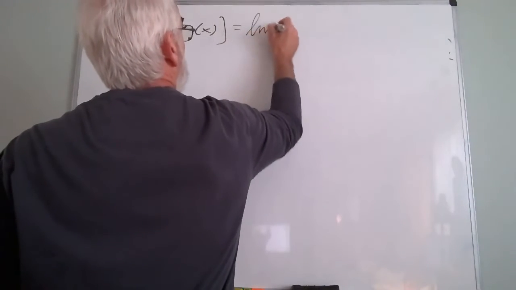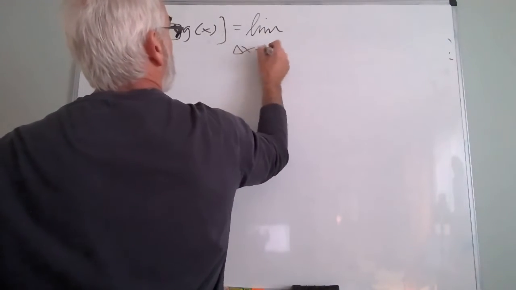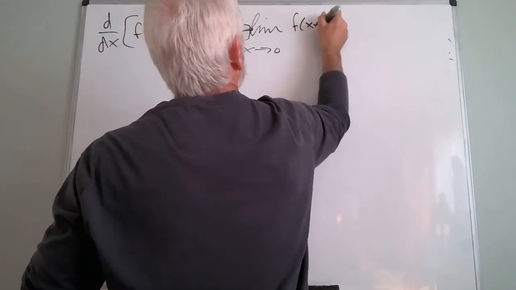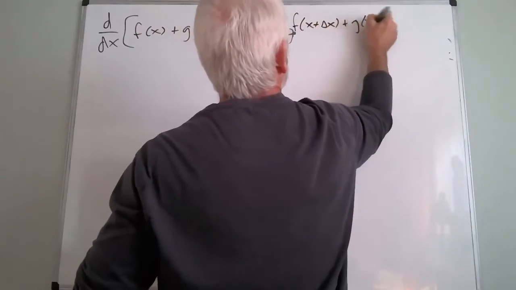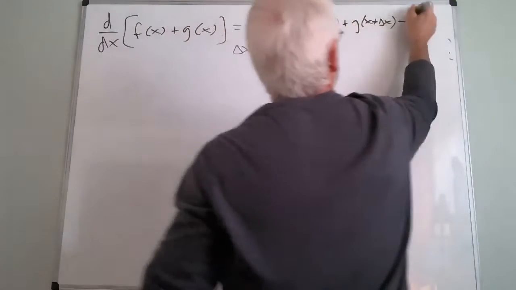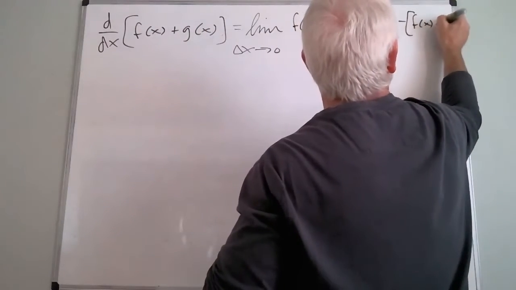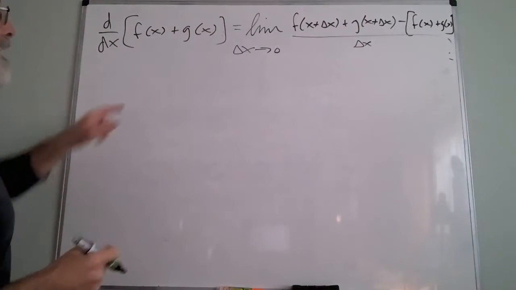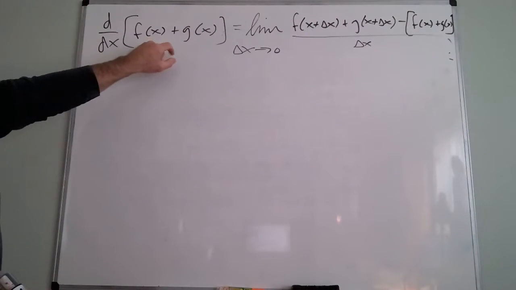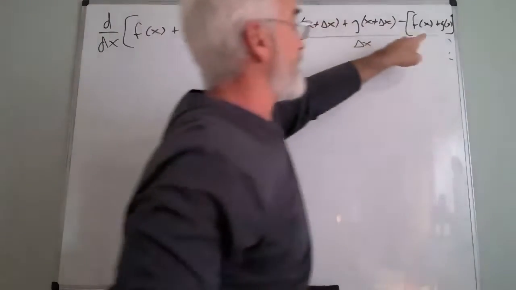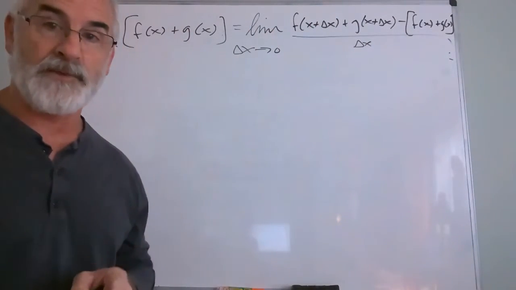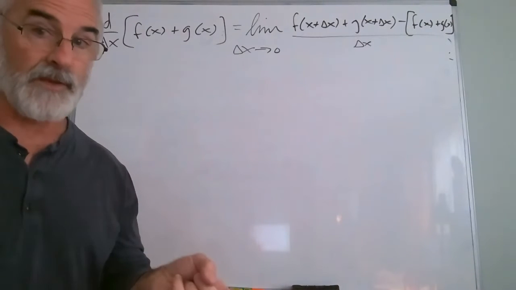This would look like the limit as delta x approaches 0 of f of x plus delta x plus g of x plus delta x minus f of x plus g of x, all over delta x. Okay, barely squeezed it in there. If I replace x with x plus delta x, then I have this minus this. That looks just downright scary, but remember, this is a limit now. The limit of a sum is the sum of the limits.